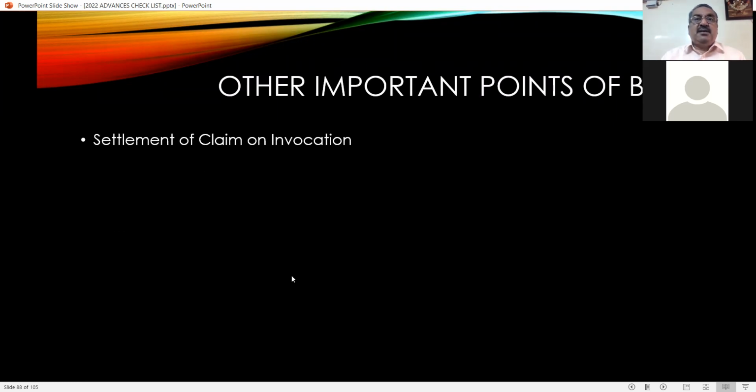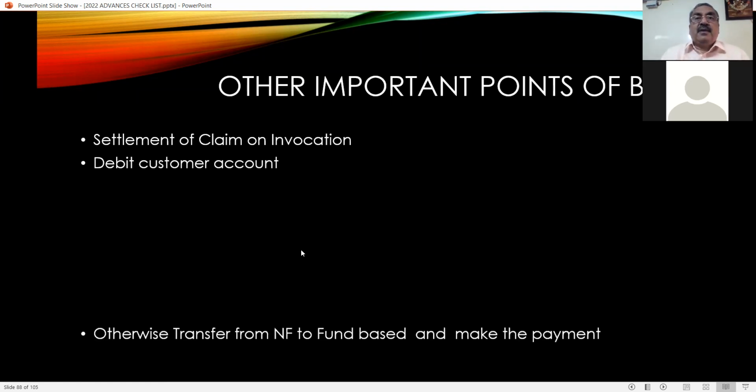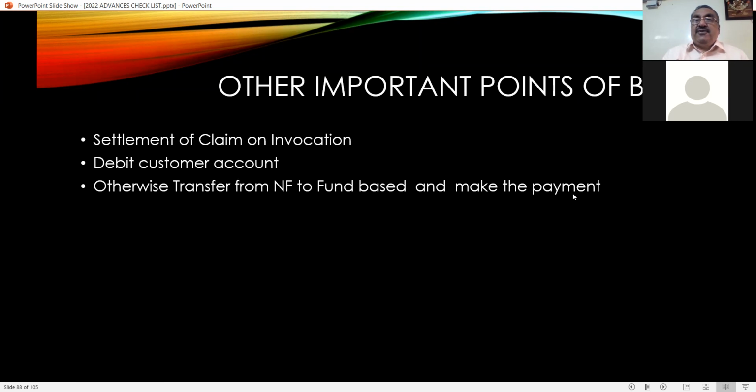And what is the settlement of claim? So what is the amount that has been claimed by the beneficiary? That the bankers have to verify. And for making the payment, the debit has to be made from the customer account. Sorry, there is no credit, only the debit has to be made from the customer account, and the beneficiary should be paid. So this is nothing but the transaction should route through the customer account. Otherwise, transfer from non-fund to fund-based and make the payment.